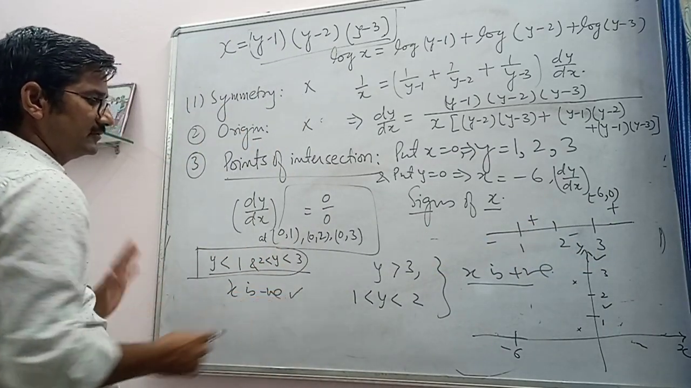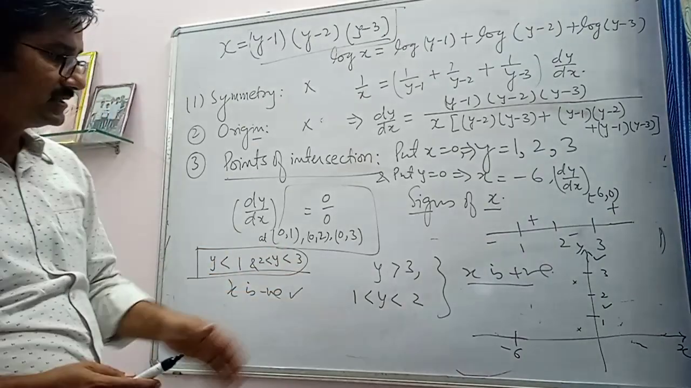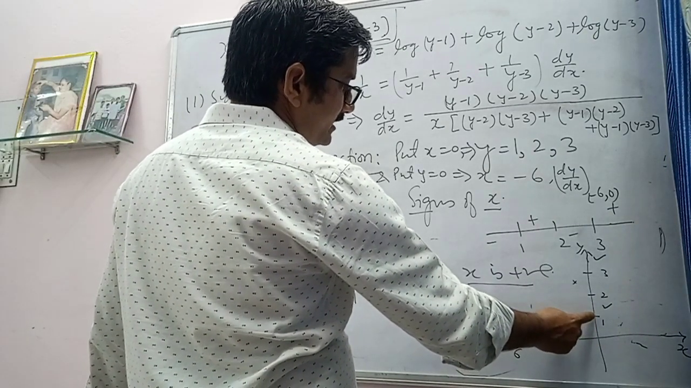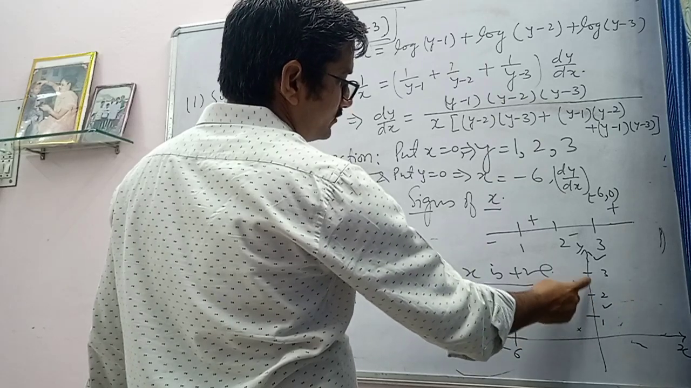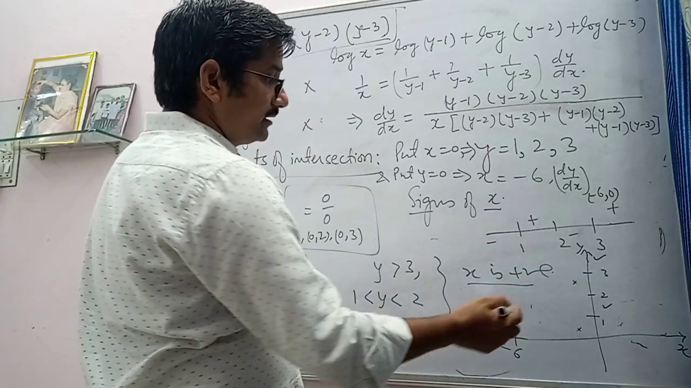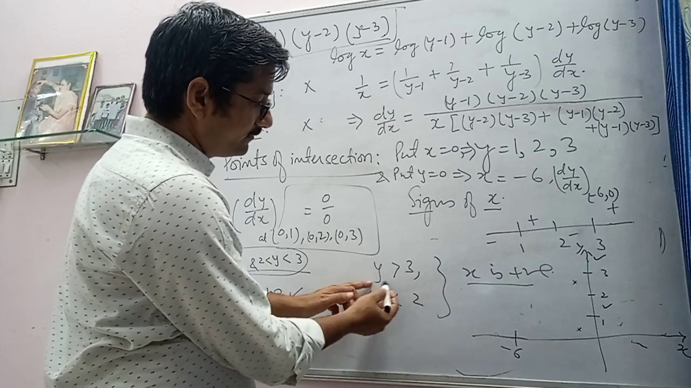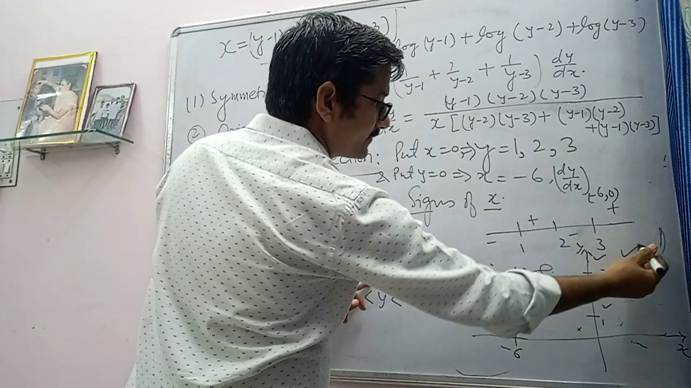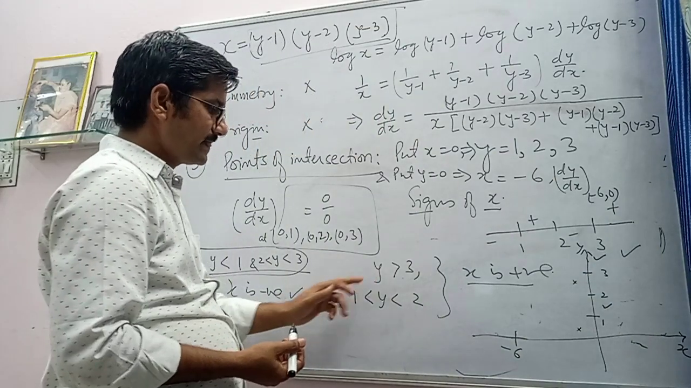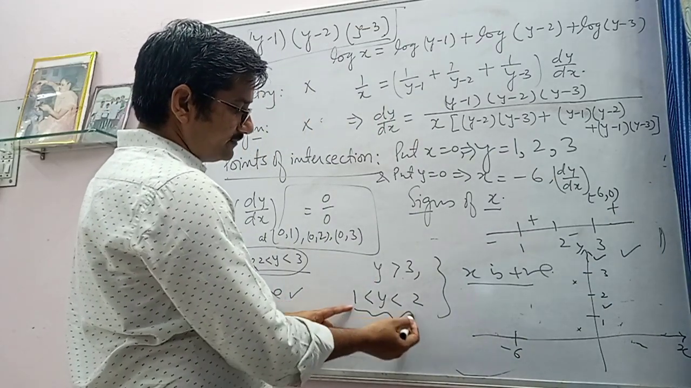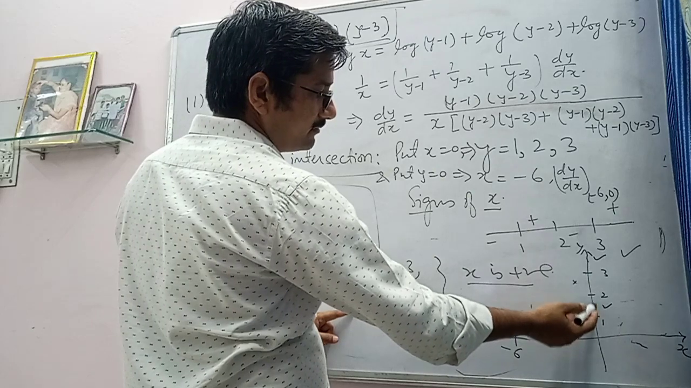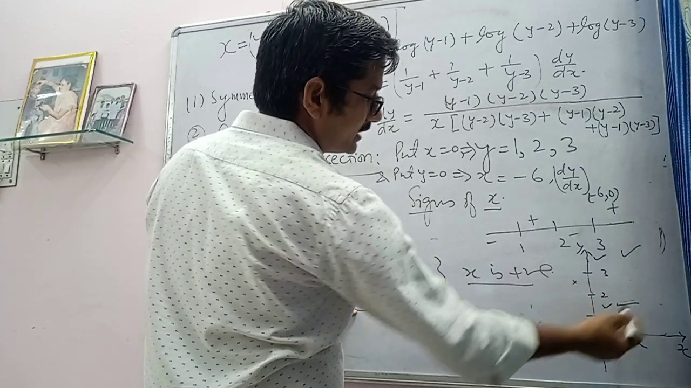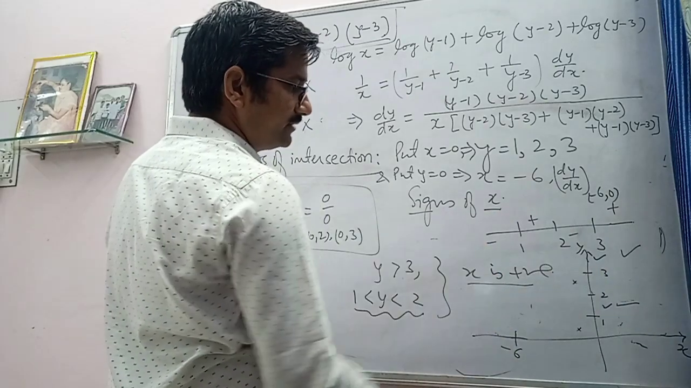Okay, and if y is less than 1 and lies between 2 and 3, x is negative. So using this concept, the curve intersects the y-axis at these 3 points 1, 2 and 3. For this portion, if y is greater than 3, the curve lies on this side, meaning the right side of the y-axis. If y lies between 1 and 2, the curve lies between this portion, so it lies on the right side of the y-axis.